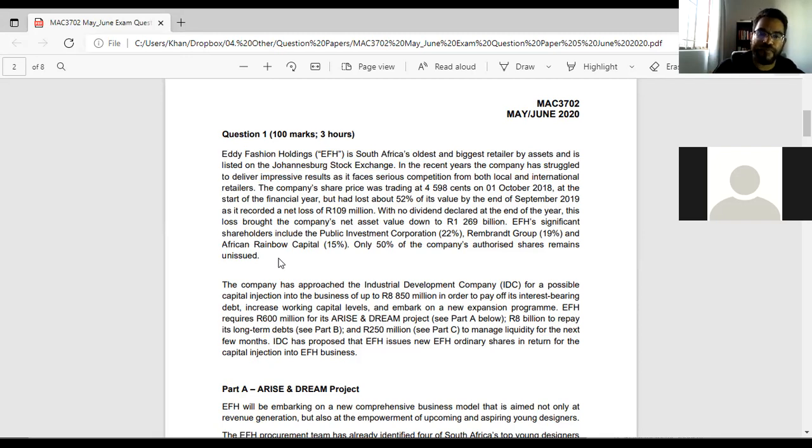Okay, so 8 billion is for repayment, 600 million is for the Arise and Dream, and 250 is for liquidity. So that information may not be given again in each part, so you must be aware of that. Remember, in return for that 8, the ordinary shares, they never told us how many shares, so we'll have to figure out how many shares need to be issued. Okay, so that's very important to take note of.